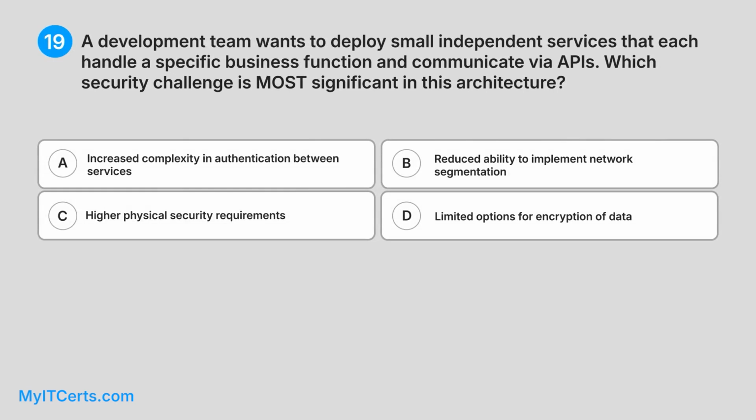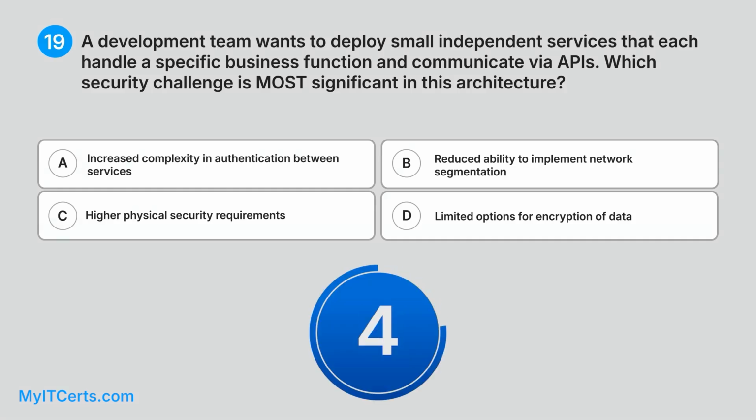(19) A development team wants to deploy small independent services that each handle a specific business function and communicate via APIs. Which security challenge is most significant in this architecture? A. Increased complexity in authentication between services. B. Reduced ability to implement network segmentation. C. Higher physical security requirements. D. Limited options for encryption of data.